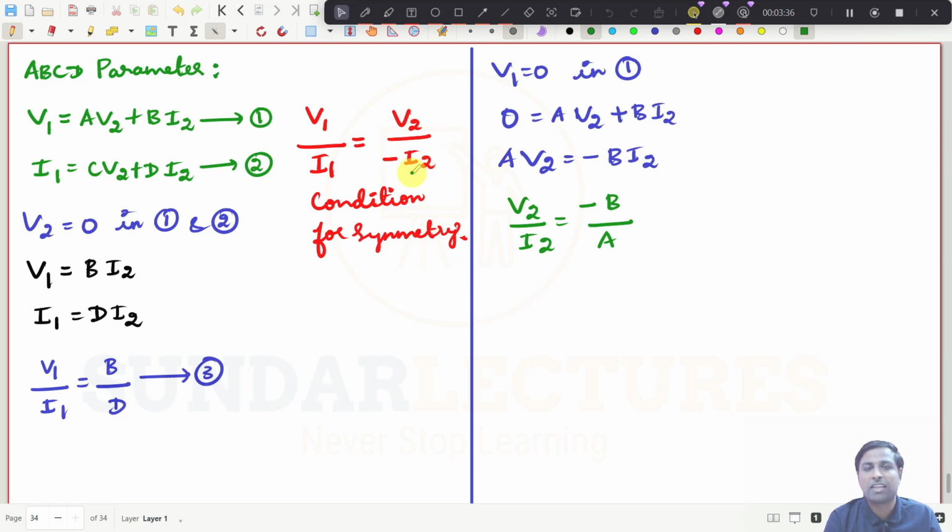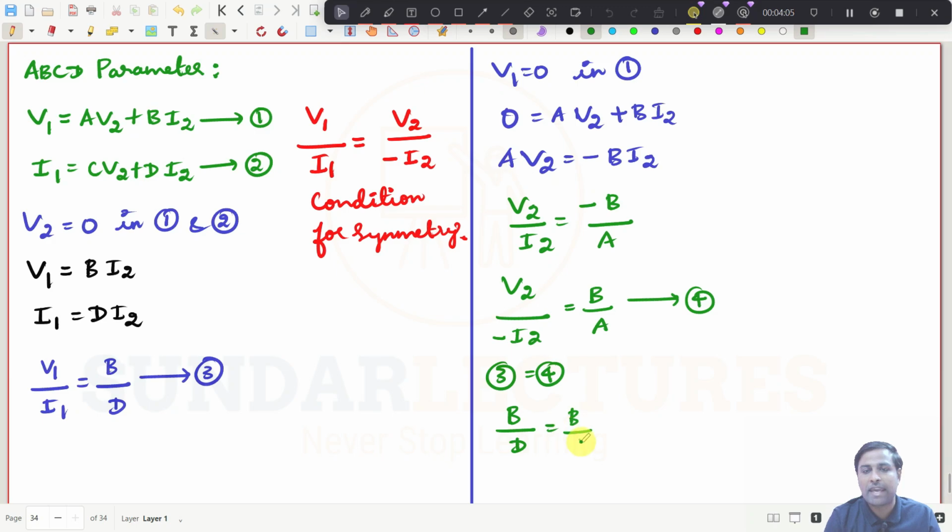See here, I need to find the reverse of this equation, right? So what will you get? V2 by minus I2 will be equal to B by A. So this is equation number 4. Now simply equate equation number 3 and 4. If I equate, B by D is equal to B by A. So B and B will cancel out, and if you cross multiply, what you will get is A is equal to D. Right? This is the condition for symmetry.